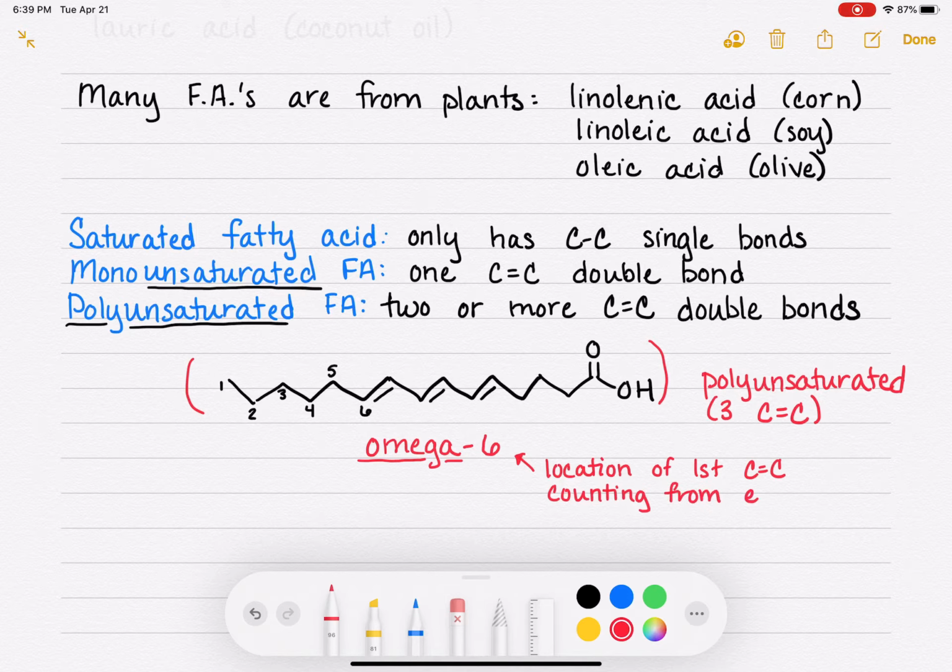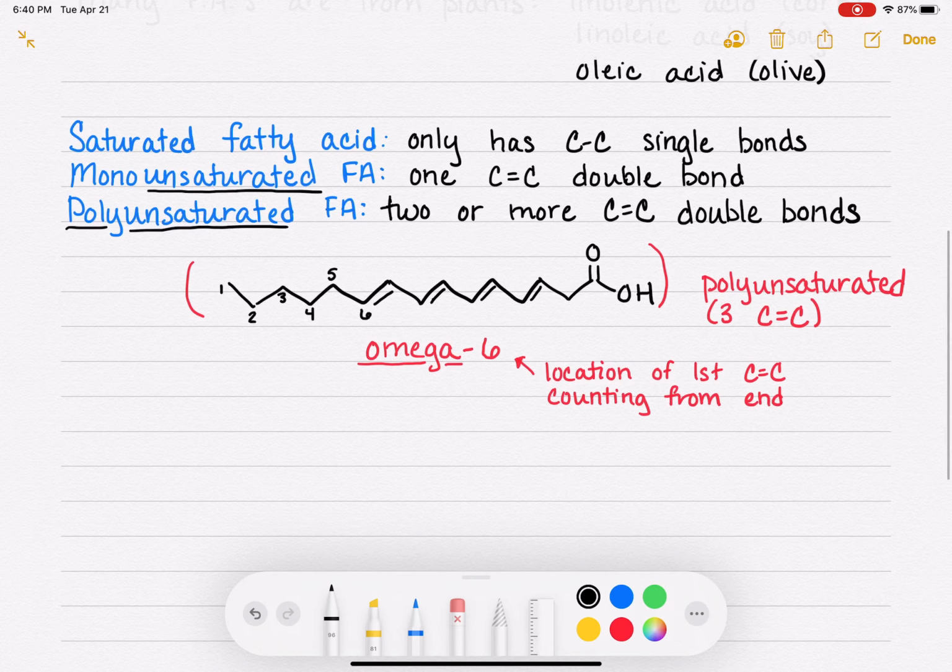And it does not matter how many carbon-carbon double bonds are in the molecule. We are only going to list the position of the first. So this particular fatty acid is an omega 6, and if I were to erase some of these double bonds, it would still be an omega 6 fatty acid. If I were to give it lots of double bonds, it's still an omega 6. It's always the location of the first carbon-carbon double bond, and it does not matter how many you have.